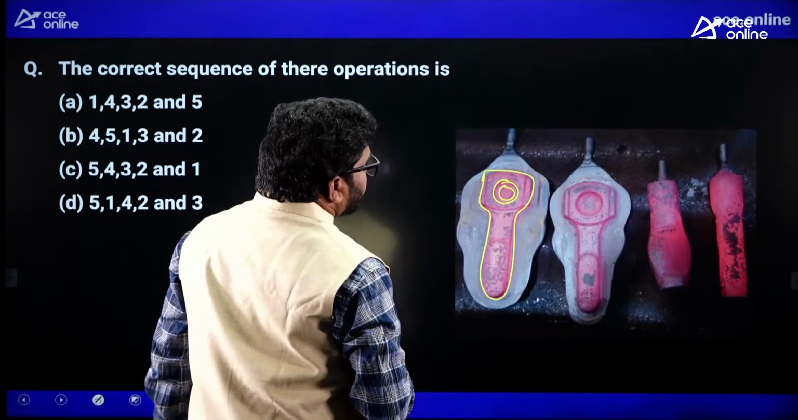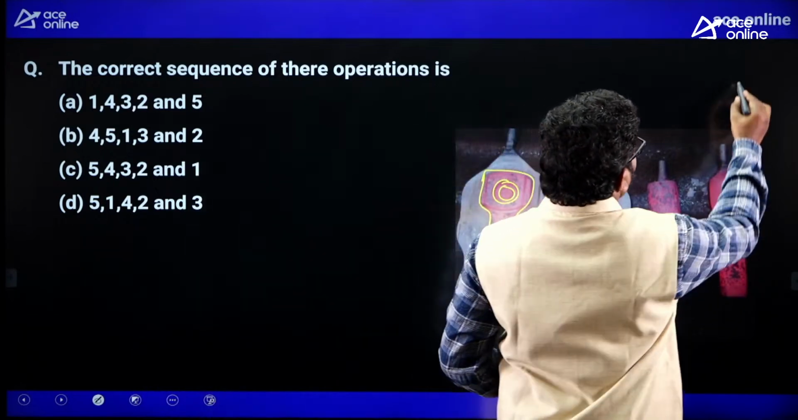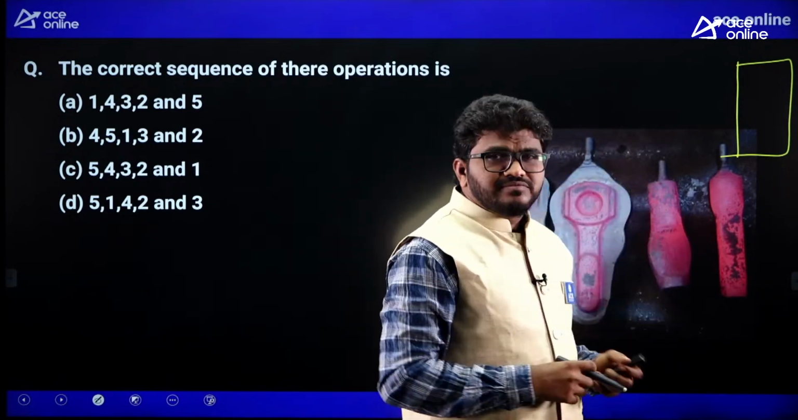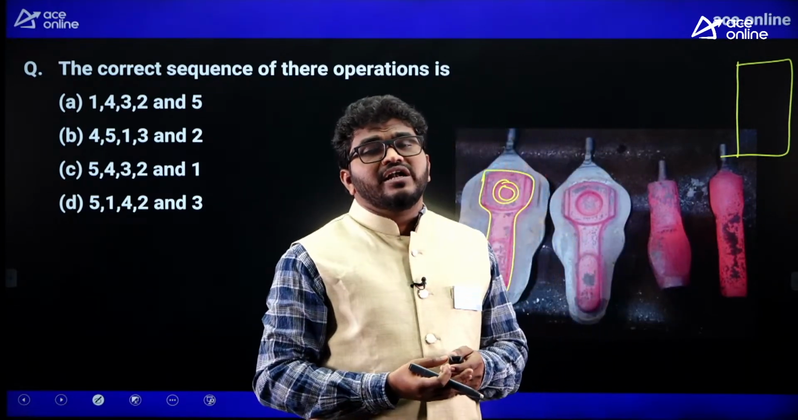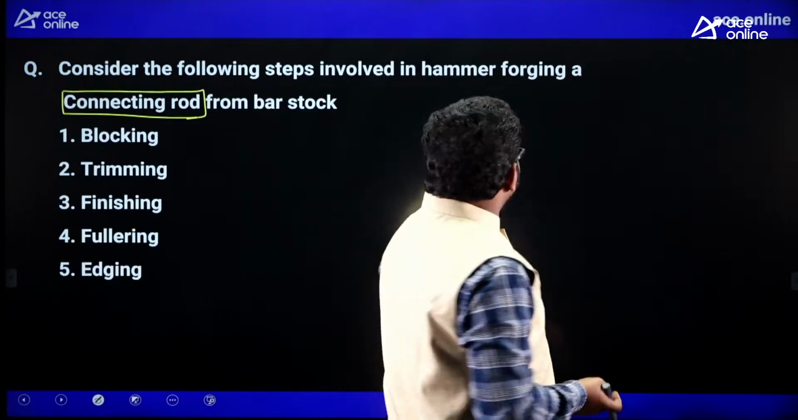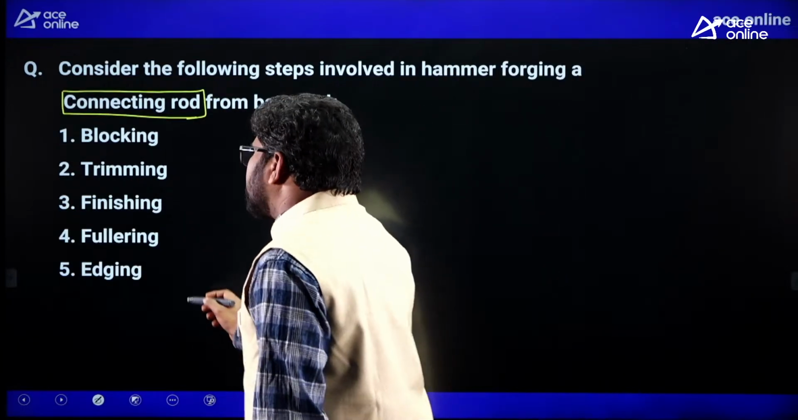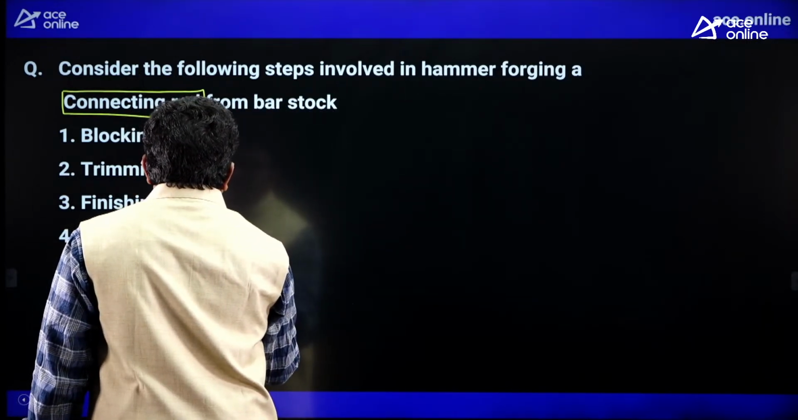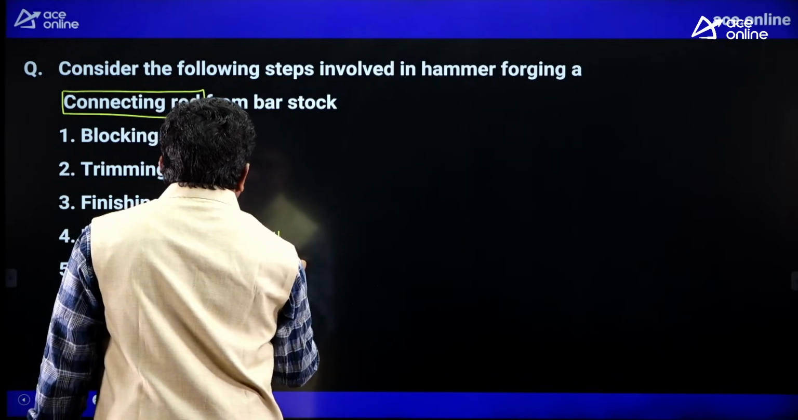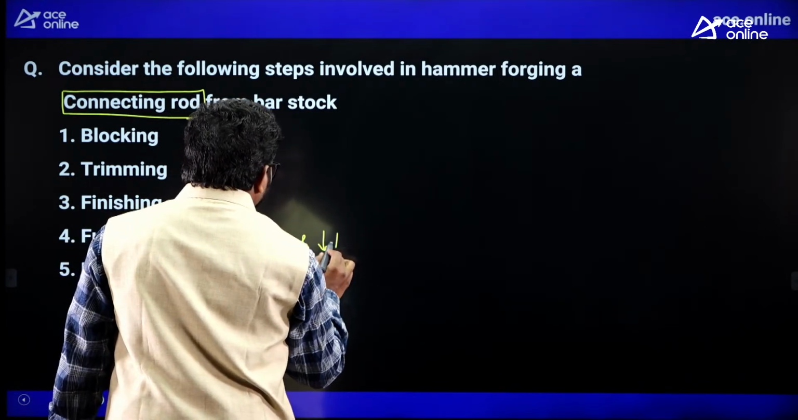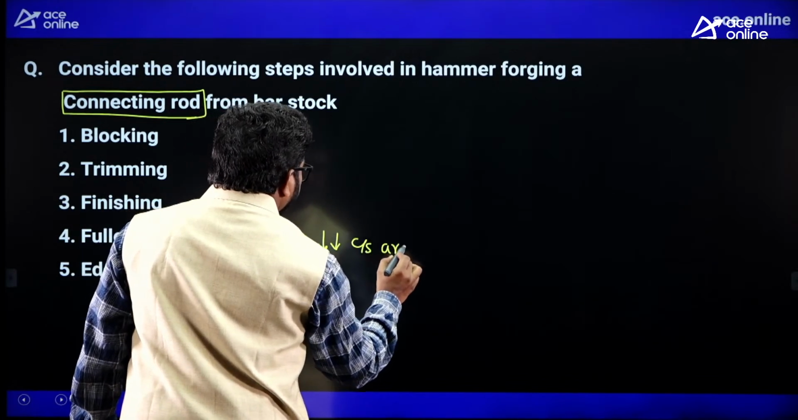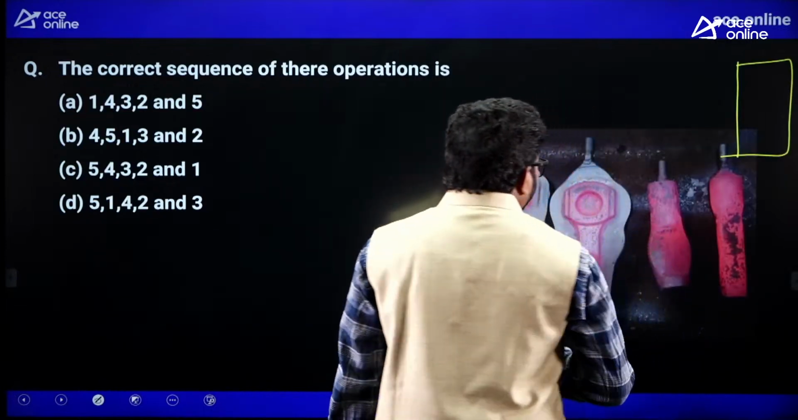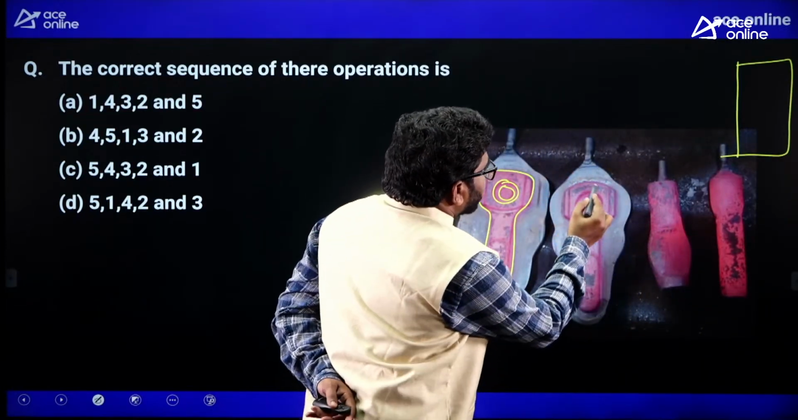So initially, if it is a billet material, you have a workpiece material like that. Then first you should increase the length, decrease the cross section area. If you want to increase the length, you should go for pullering. So pullering is increasing length and decreasing cross sectional area, right? After increasing the length, you want to make this section.